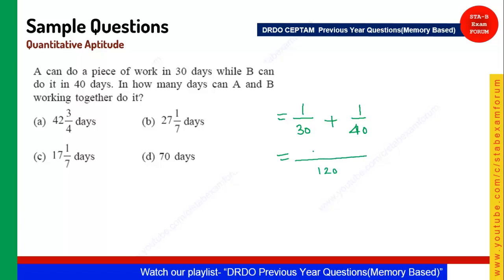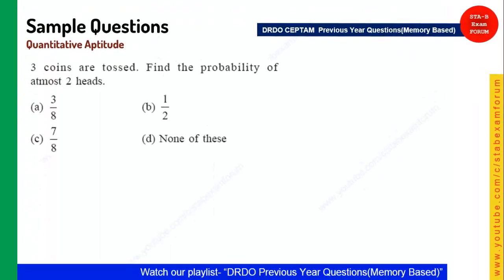120. So it becomes 4, it becomes 3, it becomes 7 by 120 will be their efficiency, and the inverse of efficiency you will get the number of days. 120 upon 7 is what? 7 7 is 49, 7 2 is 14, 15, 16, I think option B is the correct answer. Okay, so the other way is also there, but this is the simpler one for this case. Okay, let's see the next question.